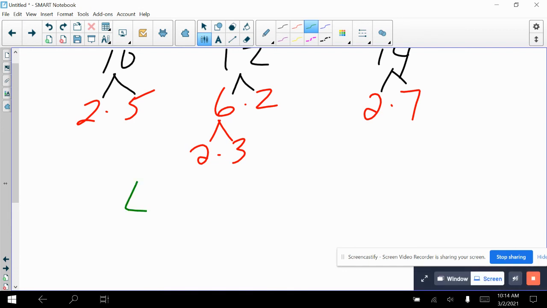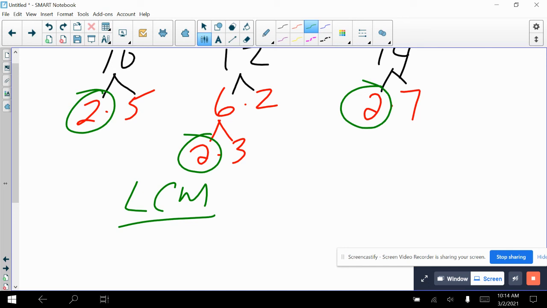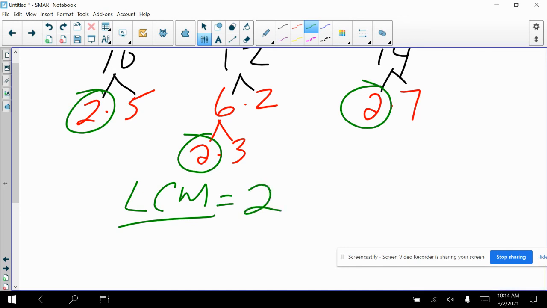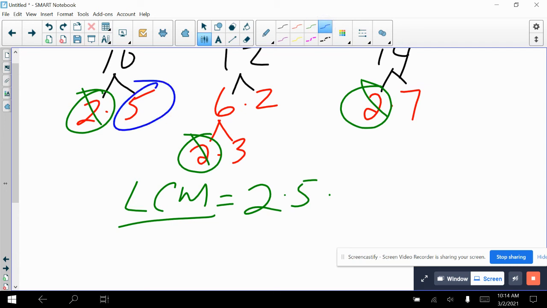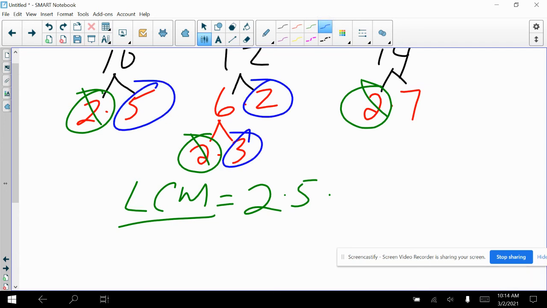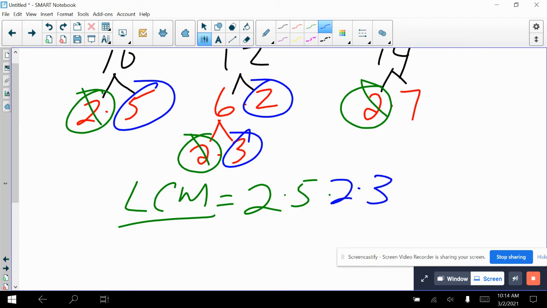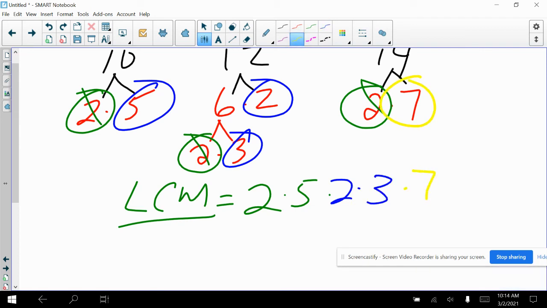So again, we're finding the LCM. First thing I would do, what do they all have in common? Okay, so we put down the 2. I don't know if you want to X those out or whatever because you used them. They all have to have the same thing in common, right? Okay, so a 2. What do we got left? We got a 5 over here. Let me put that in a different color. We got a 5. What do we have over here? We got a 2 and a 3, right? And over here, we got a 7.